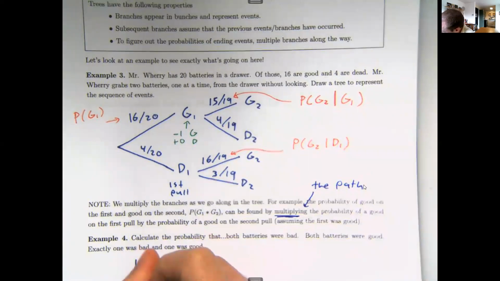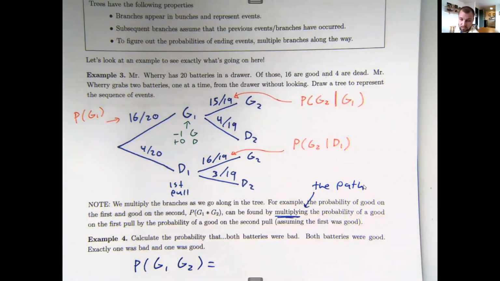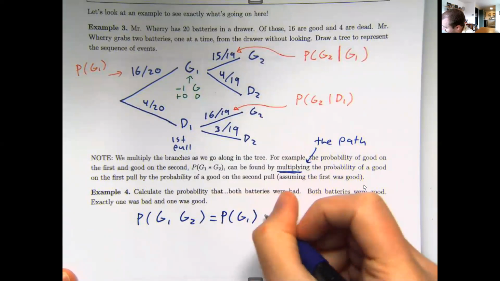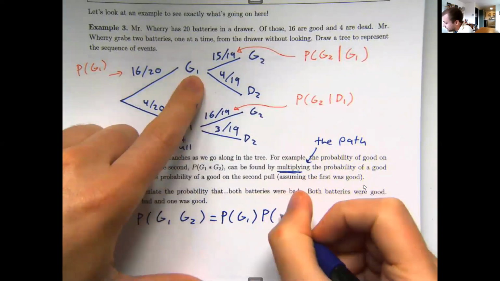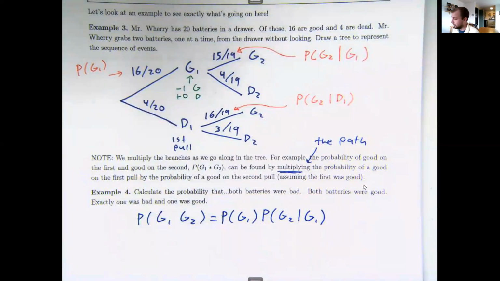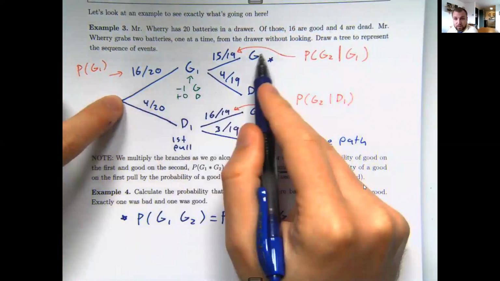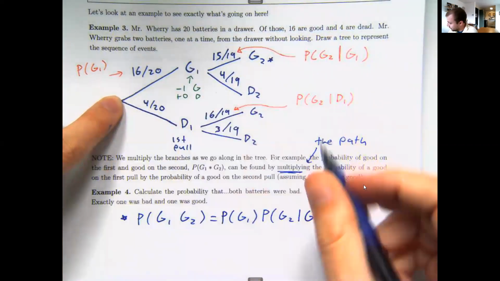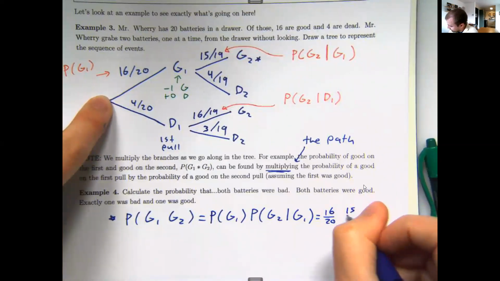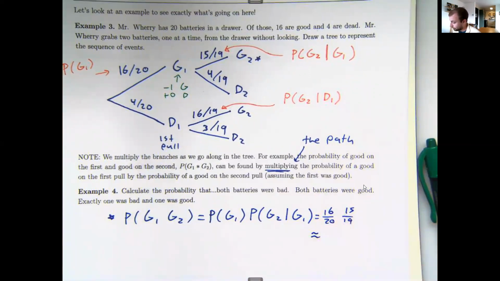So for example, the probability of good on the first and good on the second. I'm going to multiply the probability of good on the first times the probability that I get a good on the second, knowing that I got a good on the first. So for the numbers, good, that's up here. I'm going to mark it. I'm going to multiply the numbers that get me there. 16 out of 20 and 15 out of 19. I'm going to type that into a calculator, but that's my answer for the probability that they are both good.